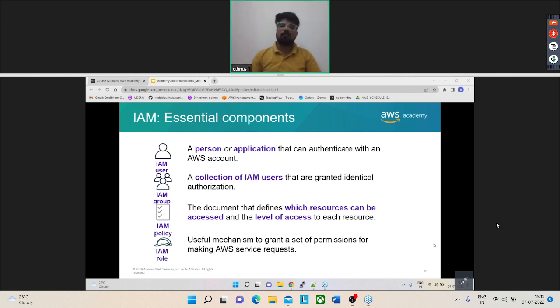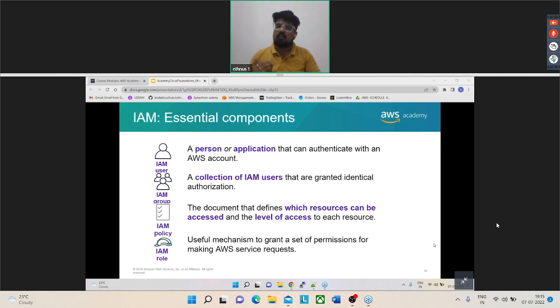Now let's come to the third pillar, that is the IAM policy. IAM policies are documents which are written in JSON format. JSON stands for JavaScript Object Notation. It is a scripting language, and with the help of that, you are going to write these IAM policies.